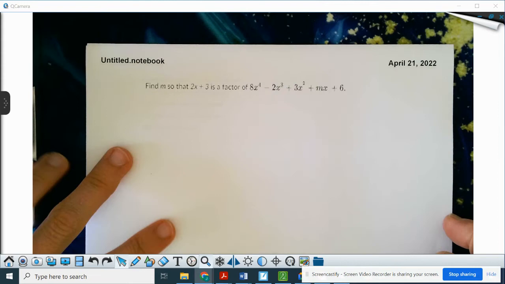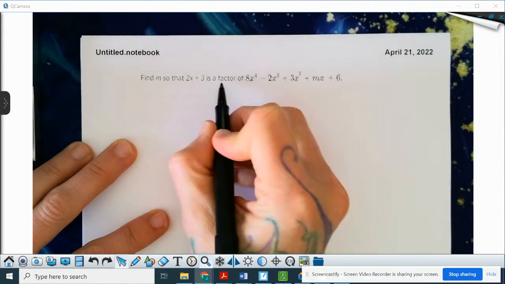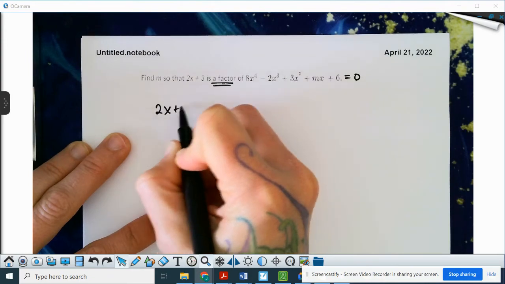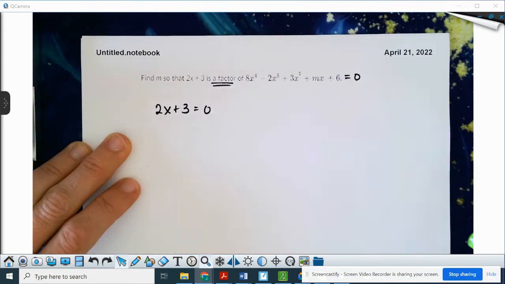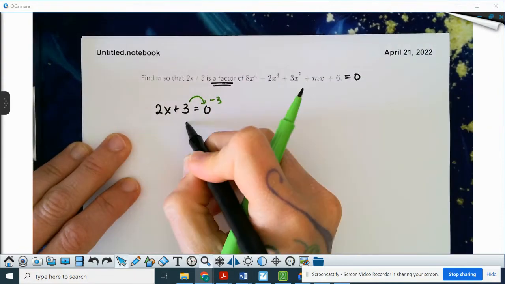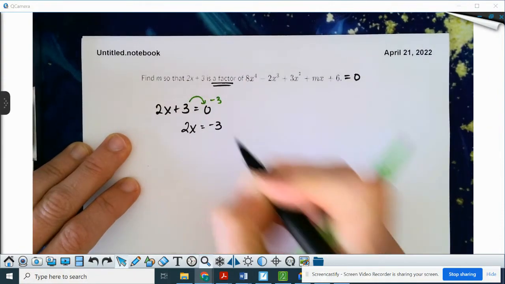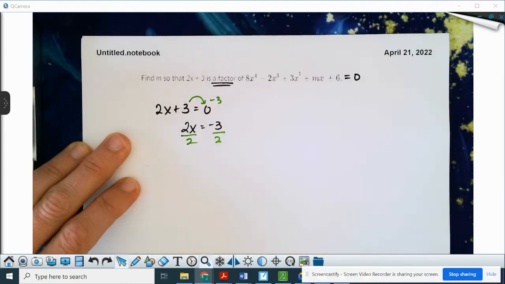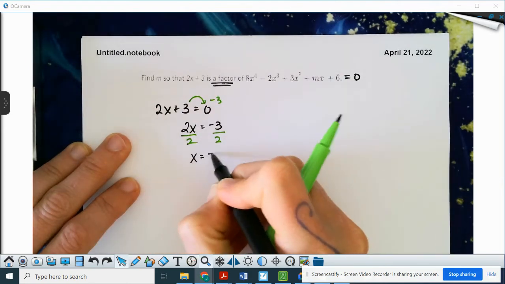All right. Find m. So the 2x plus 3 is a factor. So again, is a factor means this is equal to 0. 2x plus 3, we have to solve for x. So we're going to move that 3 by subtracting it, and we end up with 2x equals -3. Don't panic, but we have to divide by 2. So x is going to equal -3/2.